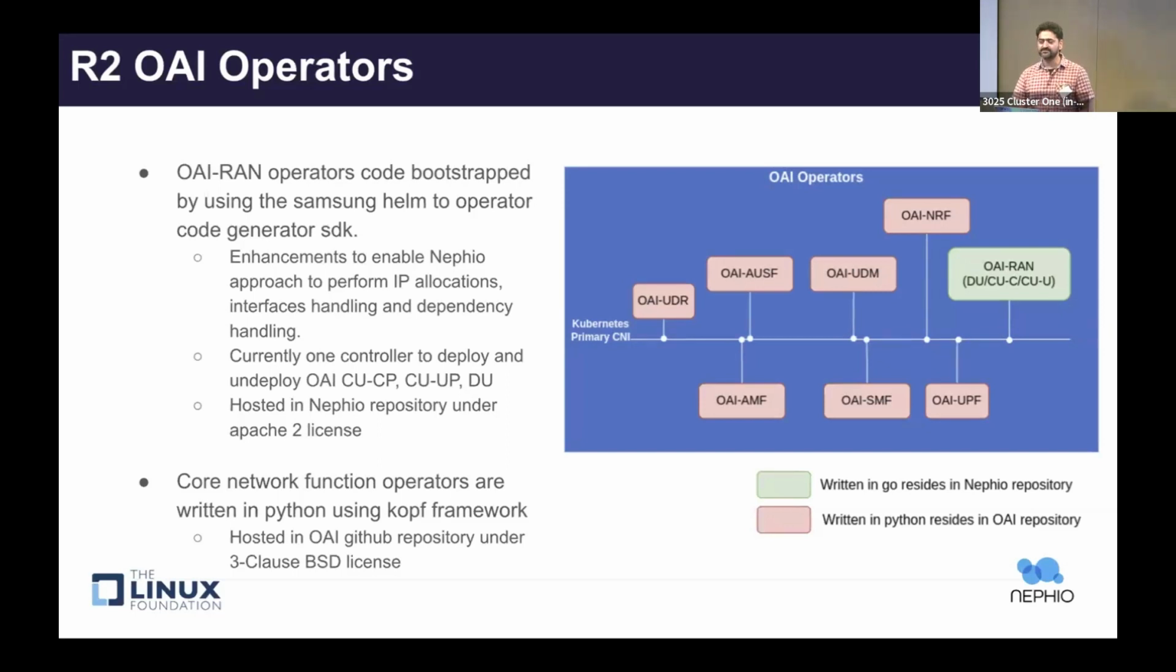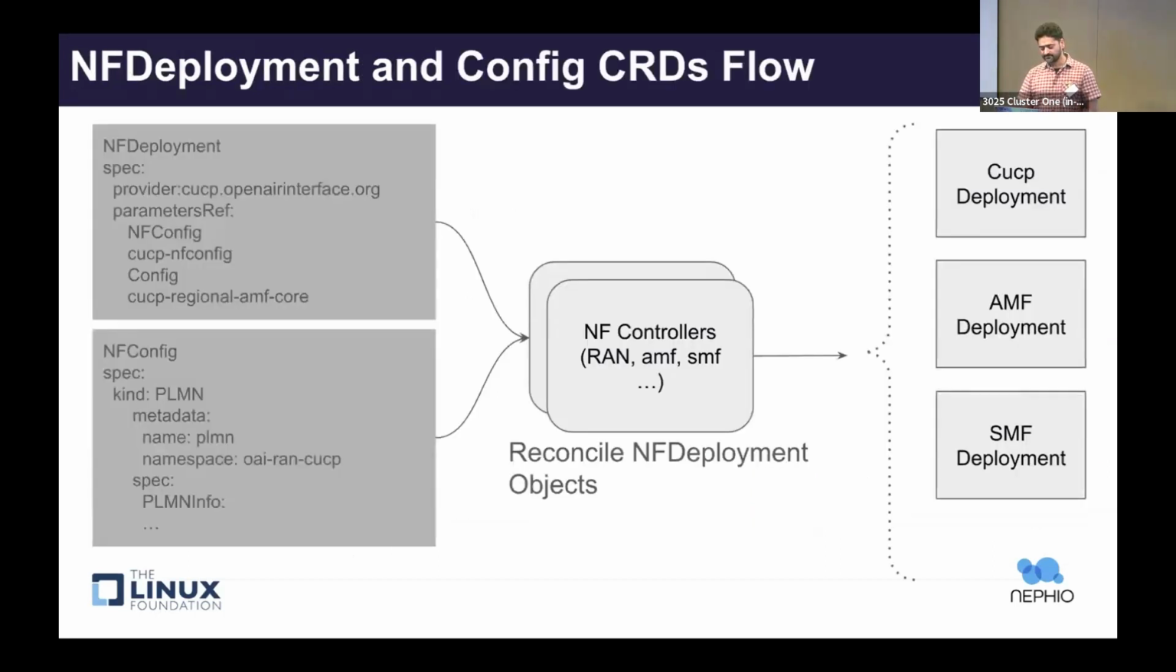So what do these operators do? These operators basically create all your deployment.yamls, your config maps, service account.yamls, basically whatever is required in order to deploy these network functions. So now going one layer above, what is the interface or what is the API for these operators that I talked about?